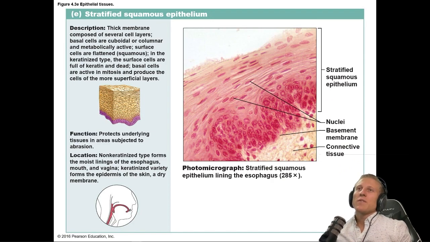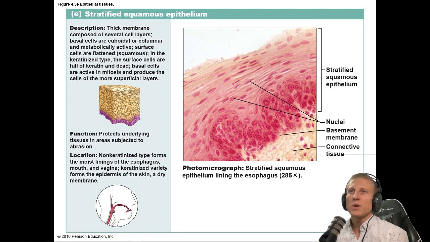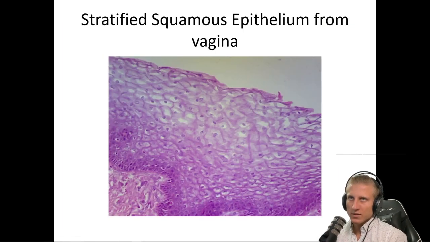Alrighty, next we have stratified squamous epithelium. There are two subcategories of stratified squamous epithelium based on, first of all, their location, and second of all, the presence or absence of a protein called keratin in their structure. Instances like this where we do not see the proliferation of keratin, as well as, I think, on the next slide, yes, this is the inner lining of the vagina.